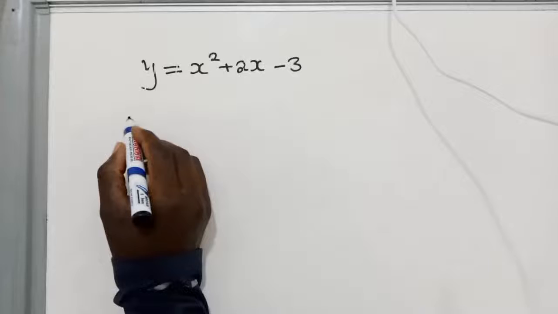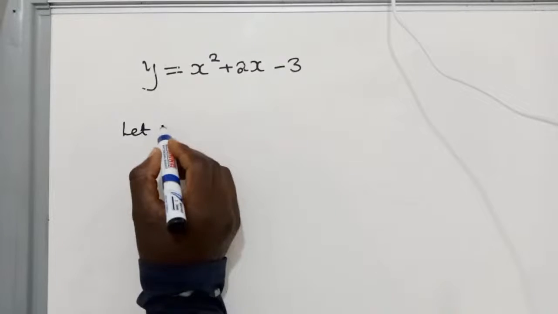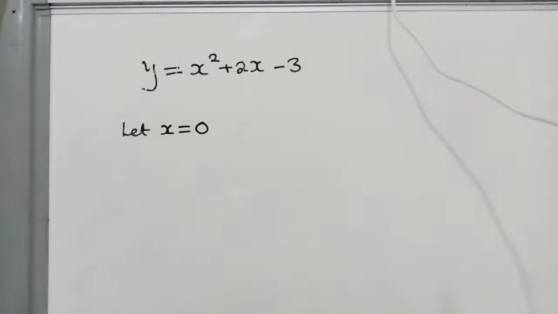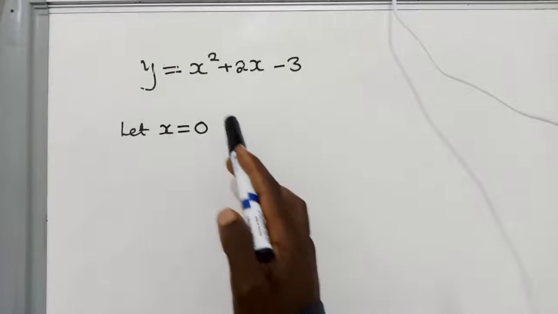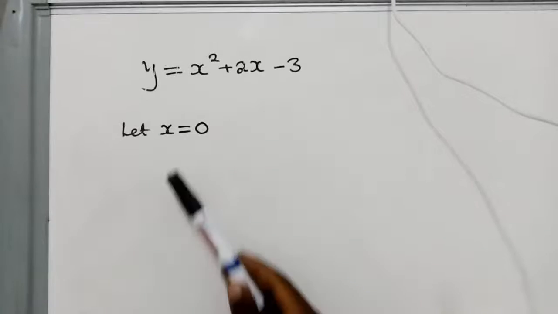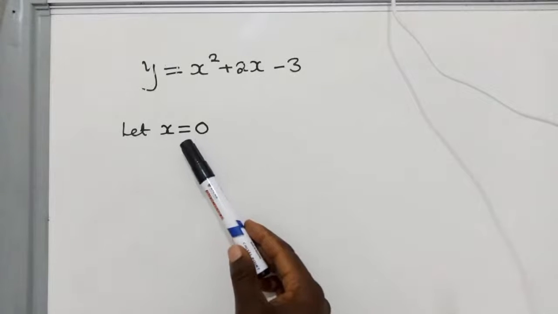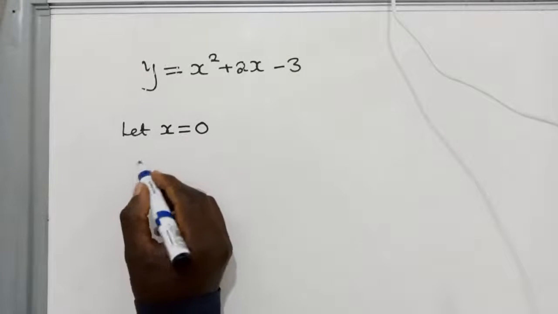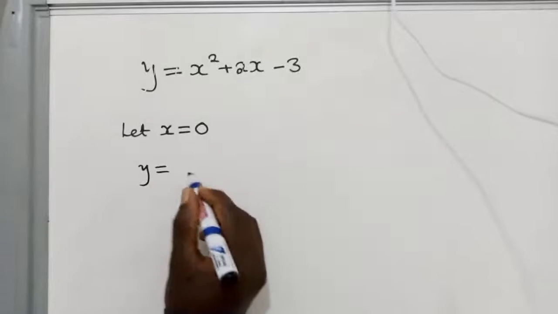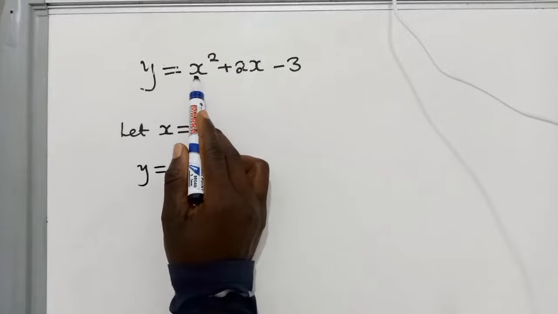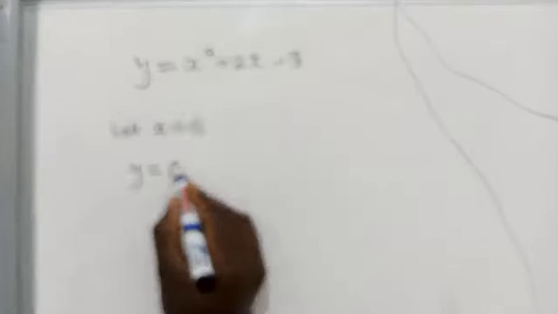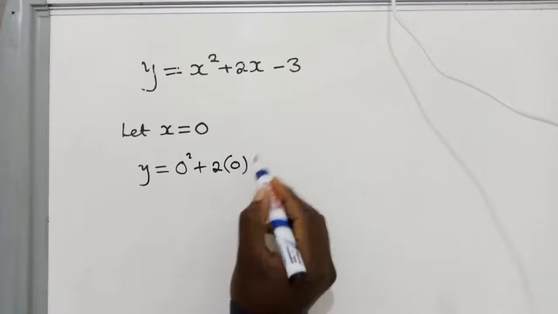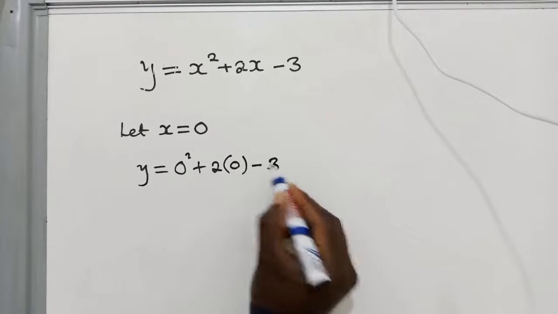So now let's find where the graph is passing on the Y-axis. We'll say let X be equal to 0. Where this graph will be cutting the Y-axis, X will be 0. So always remember to put X as 0. And then you say Y is equal to, where there is X, we put 0. So it will be 0 squared plus 2 times 0 minus 3.